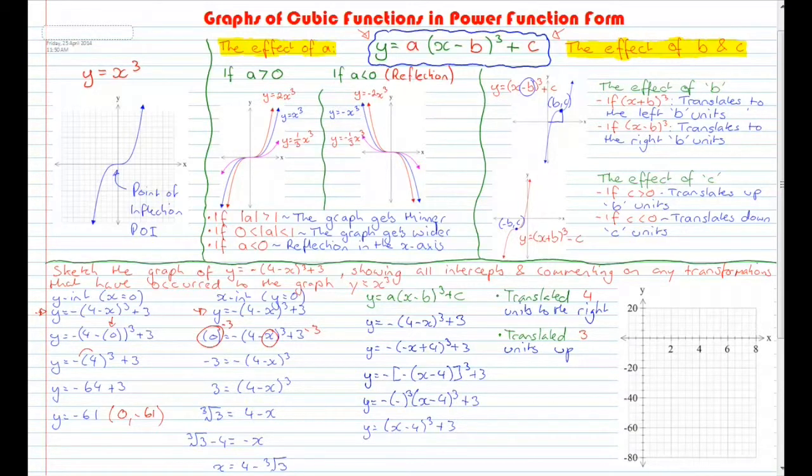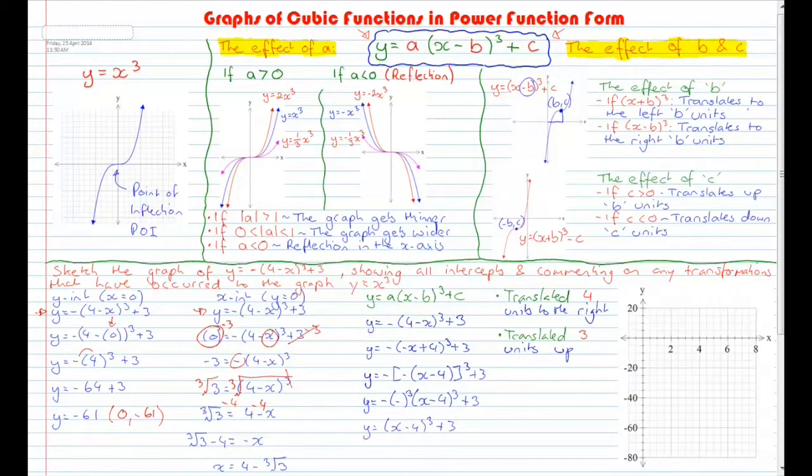This gets me negative 3 is equal to negative bracket 4 minus x cubed, because the 3 and the negative 3 cancel out. Then what I do is I divide both sides by the negative here, so that's going to get me 3 is equal to 4 minus x cubed. Now what I need to do is cube root both sides, like so, and that's going to get me cube root of 3 down there, and the cube root and the cube are going to cancel out, leaving me with 4 minus x. Now what I need to do is subtract 4 off both sides, like so.